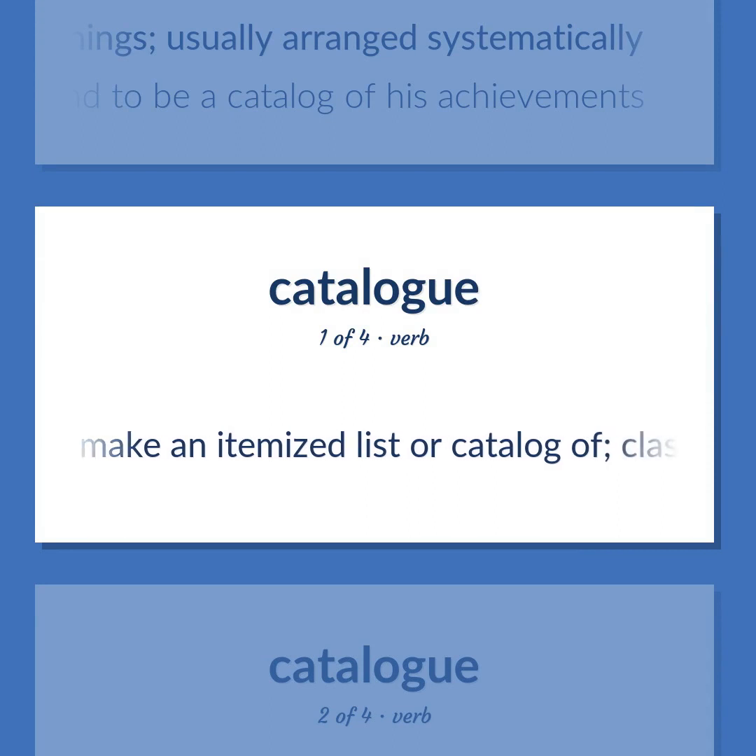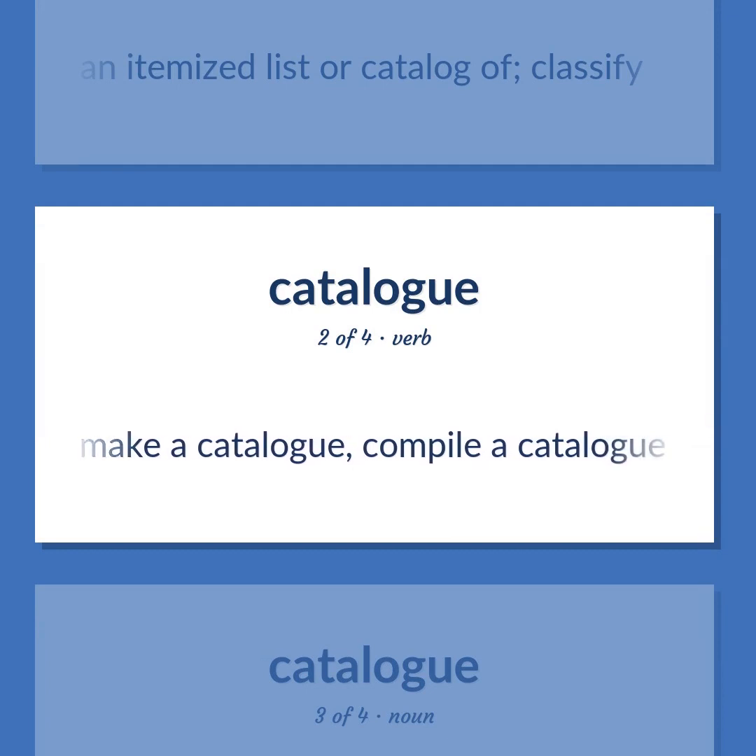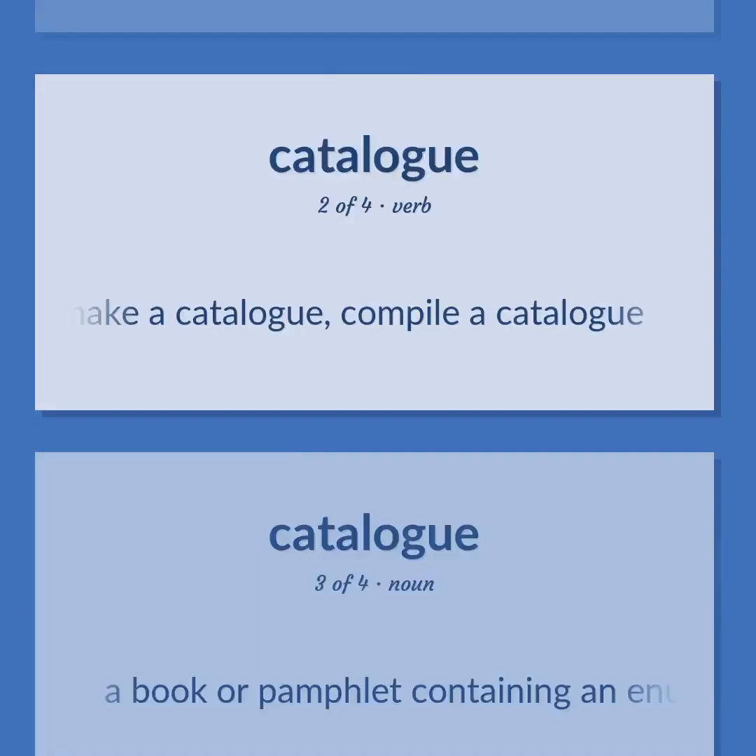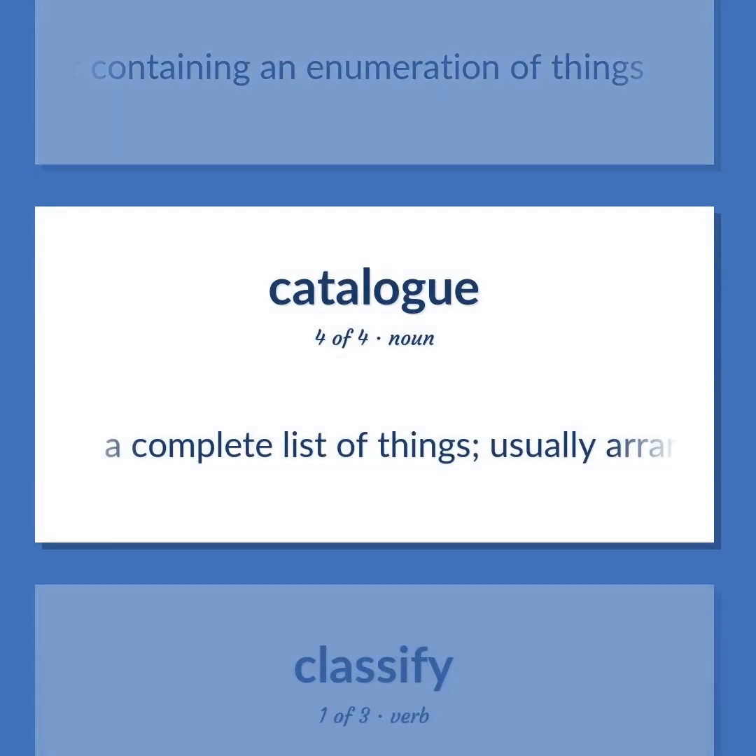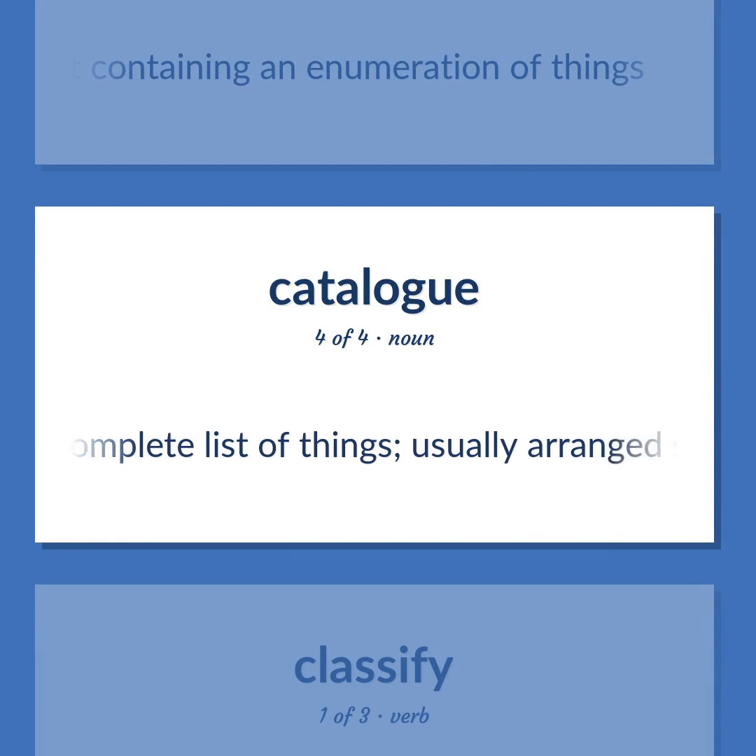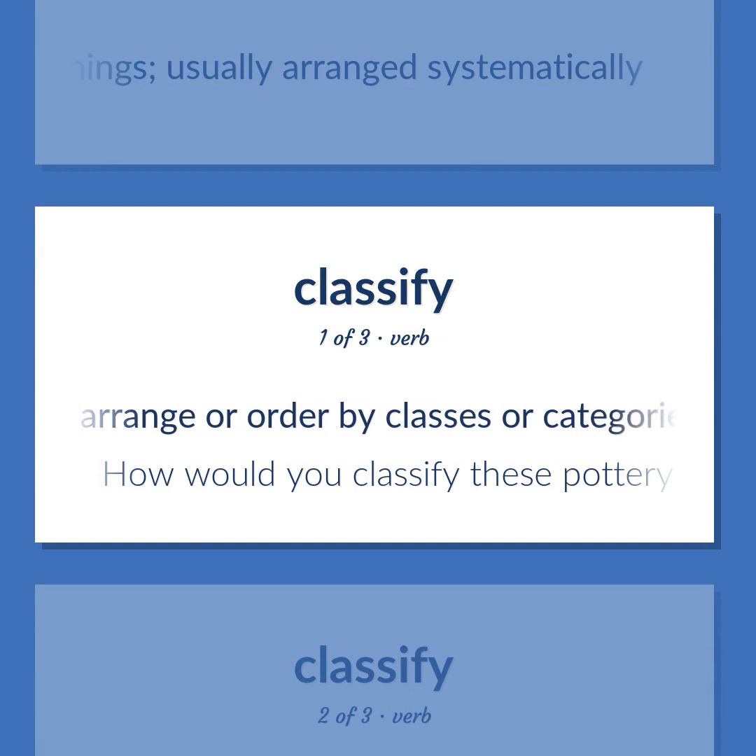Make an itemized list or catalog of; classify. Make a catalog; compile a catalog. A book or pamphlet containing an enumeration of things. A complete list of things, usually arranged systematically. Arrange or order by classes or categories.